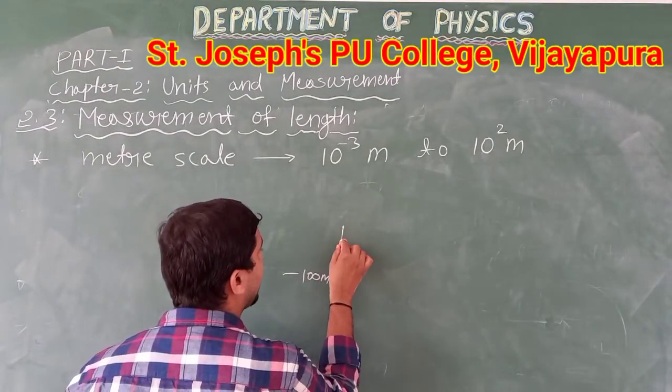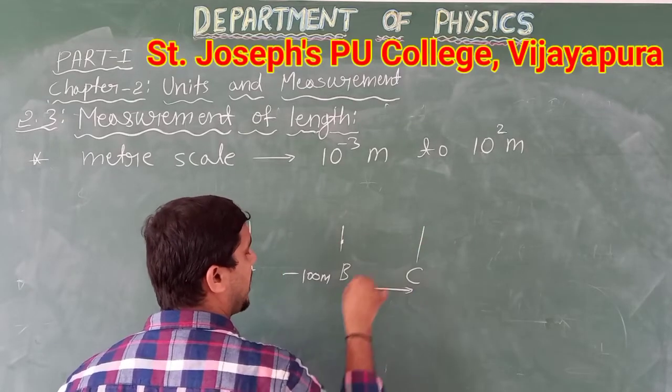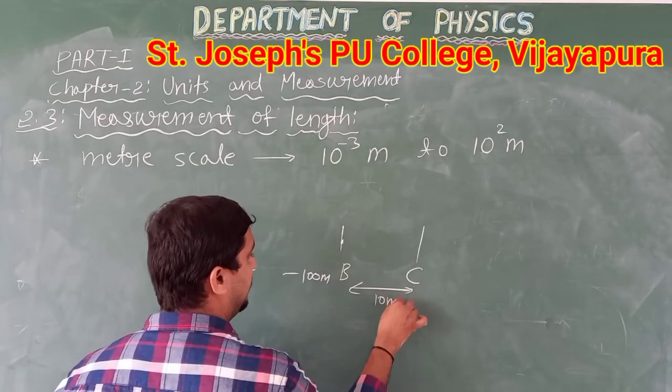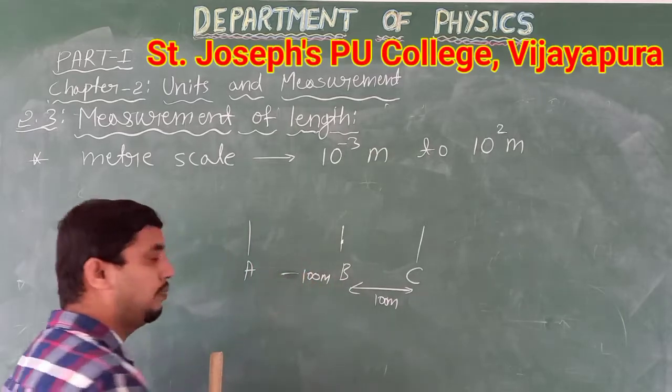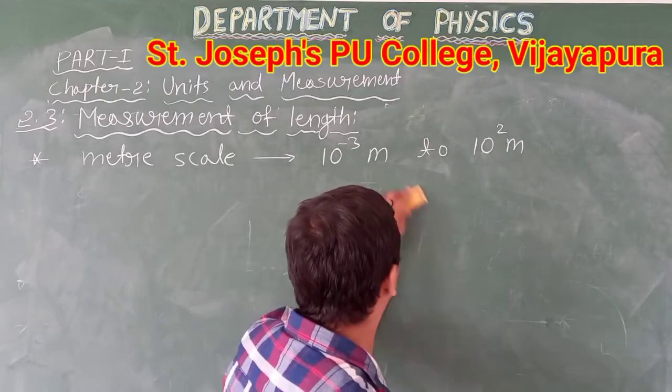That means you take, you place it here, and once again you have to measure. So make a mark on C. That is 100 meter. Like that. So like that you have to measure. So I hope it's clear.